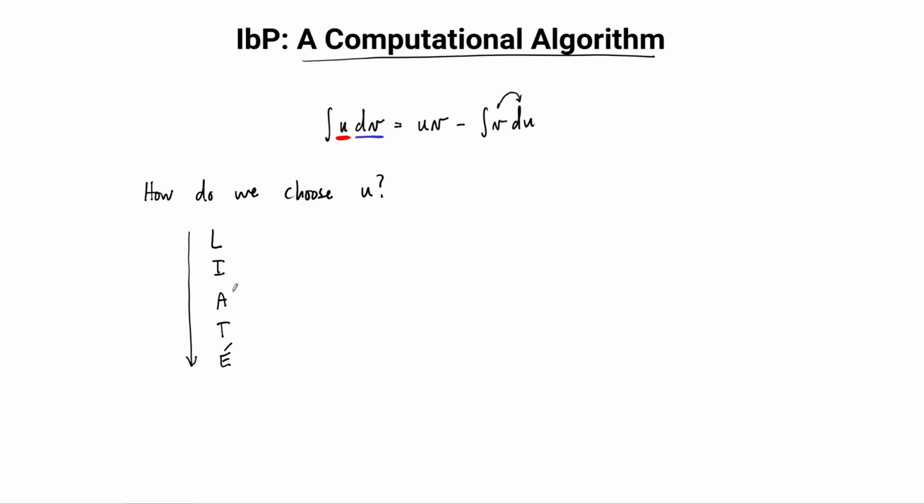But for that to be useful at all, we have to know what these letters stand for, right? So the letters stand for, first of all, logarithms. If we have a logarithm as one of our functions in our integral, we're going to choose that to be u, always. The I stands for inverse trig functions, and this could also stand for inverse hyperbolic trig functions, so arc functions. The A stands for algebraic, but really this is almost always going to mean polynomials. It could mean rational functions in very special cases.